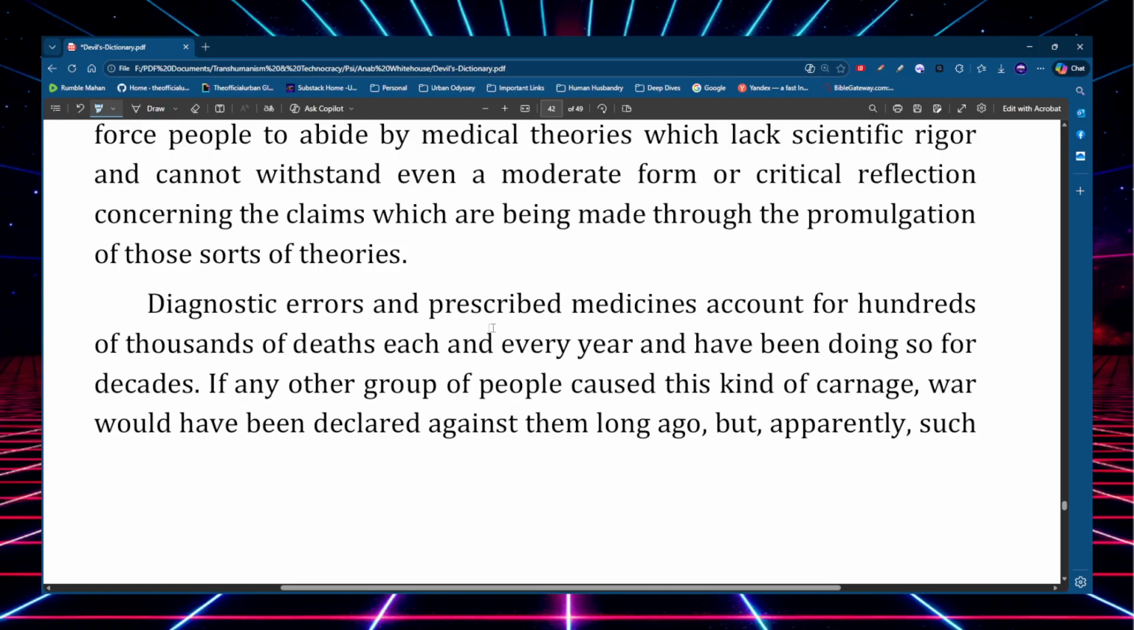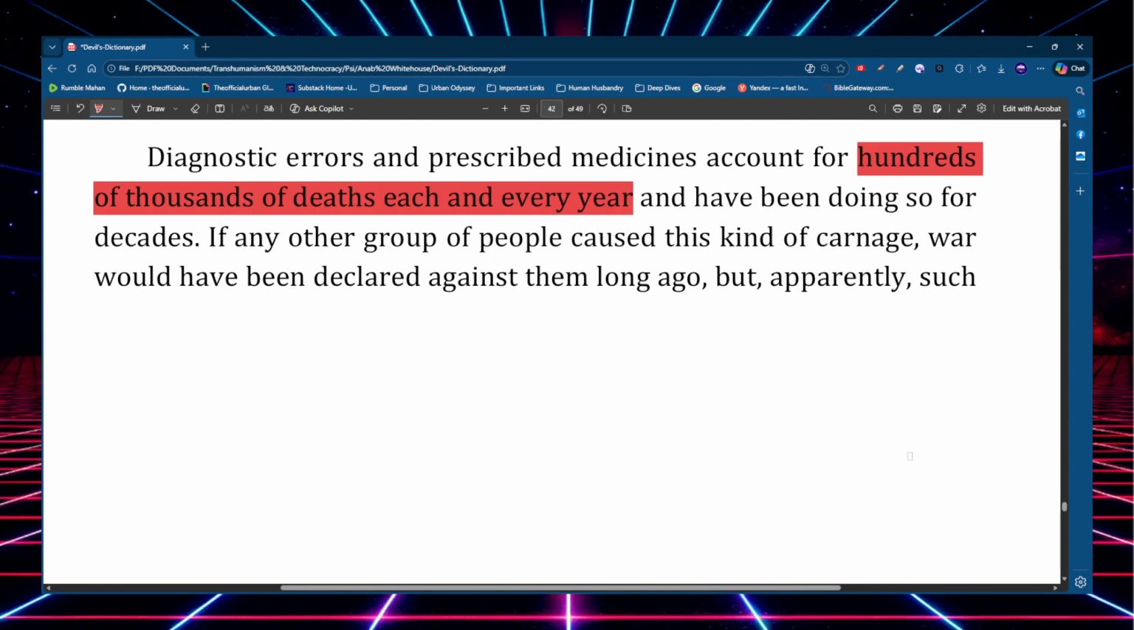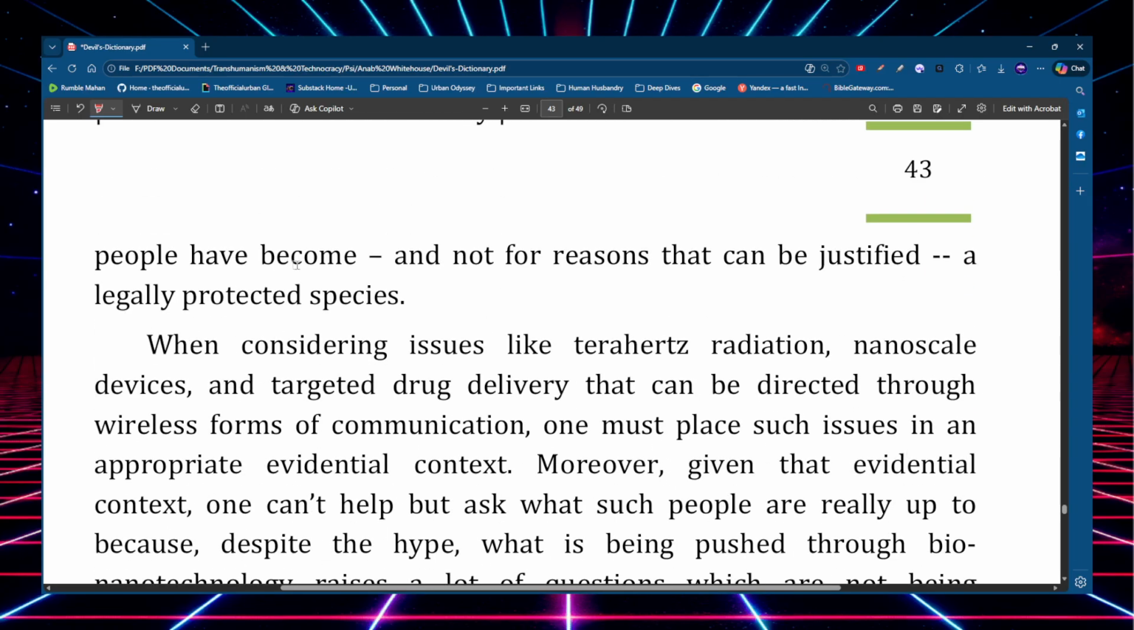Diagnostic errors in prescribed medicines account for hundreds, that deserves a highlight, hundreds of thousands of deaths each year, and have been doing so for decades. If any other group of people caused this kind of carnage, war would have been declared against them long ago. But apparently, such people have become, and not for reasons that can be justified, a legally protected species.